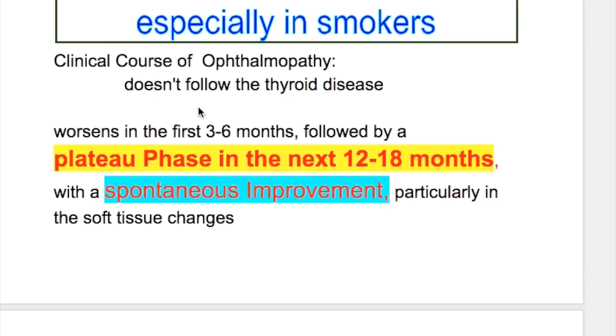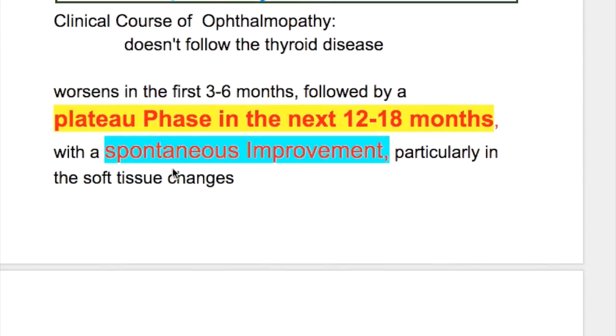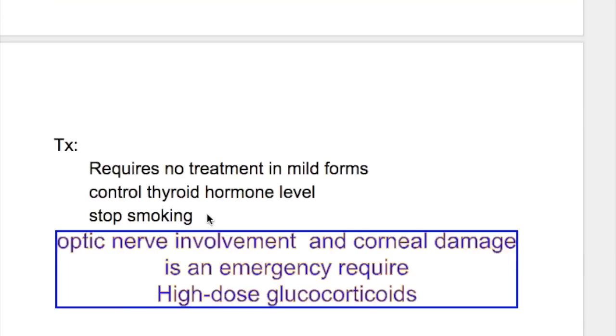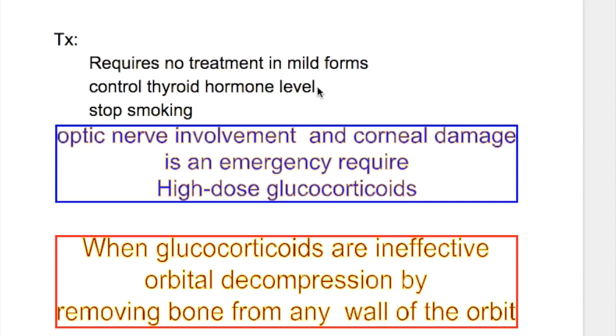What's the clinical course of ophthalmopathy? It does not follow the thyroid disease, worsens in the first 3 to 6 months, with a plateau phase in the next 12 to 18 months with a spontaneous improvement, particularly in the soft tissue. Treatment: there is no treatment in a mild form. Control thyroid hormone levels and stop smoking.